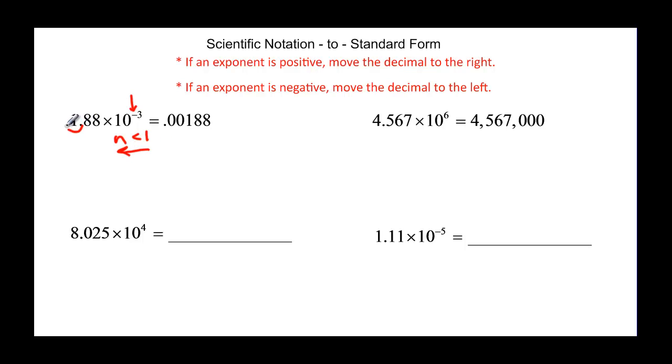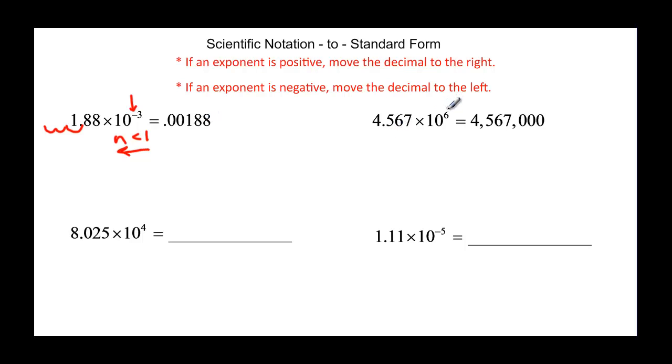Move it 1 place, that gets me in front of the 1, and then I'm supposed to move it 2 more places. I have to fill those spaces with zeros. So I have 0.00, there's the 2 spaces I had to fill in, 188. So 1.88 times 10 to the negative 3 is 0.00188. We look at this example.